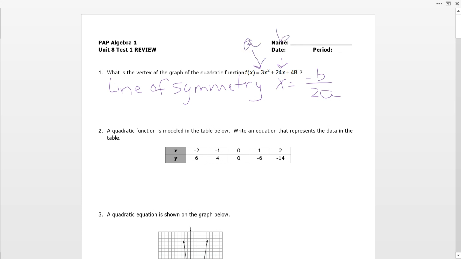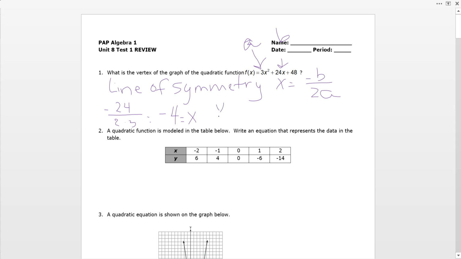So I'm going to have negative 24 over 2 times 3, which is negative 24 over 6, which is negative 4. So that's my x value. I go back to my equation and I substitute negative 4 in for x.